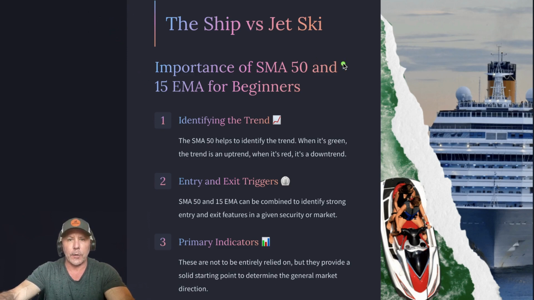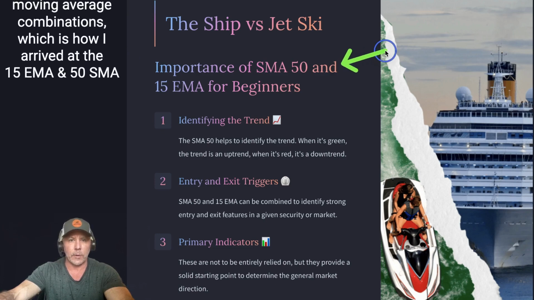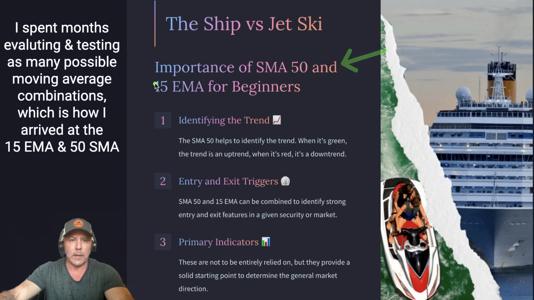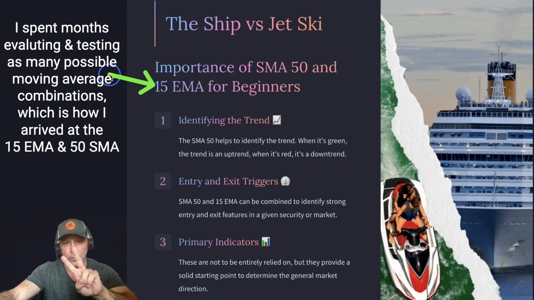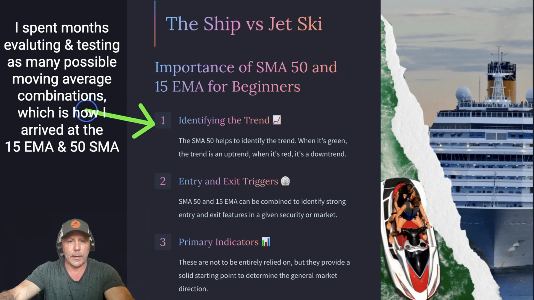First of all, the 2 moving averages that we are going to use are the simple moving average, the SMA 50, and the exponential moving average, the 15 EMA. Number 1, this helps you identify the trend. The SMA 50 helps identify the overall long-term trend.